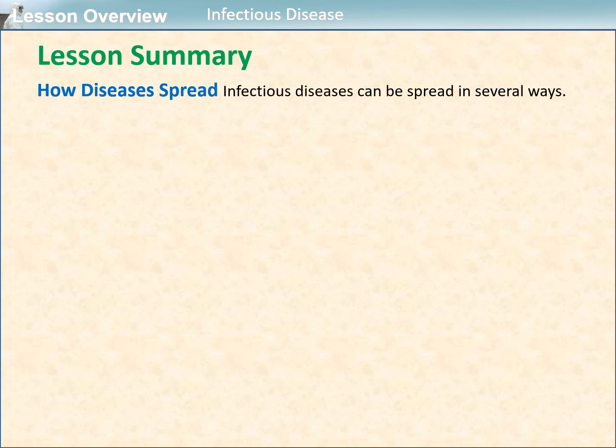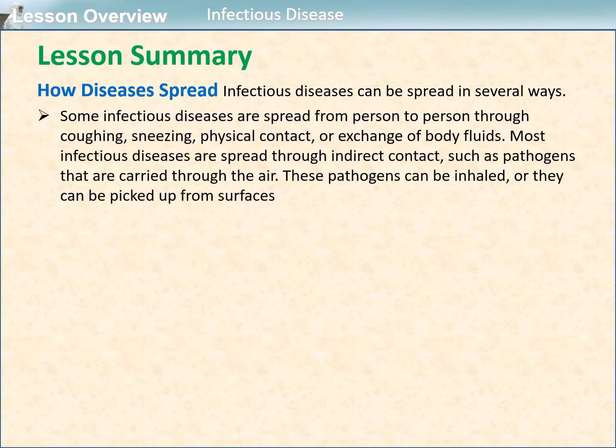How does disease spread? Infectious diseases can spread in several ways. Some infectious diseases are spread from person to person through coughing, sneezing, physical contact, or exchange of body fluids. Most infectious diseases are spread through indirect contact, such as pathogens that are carried through the air. These pathogens can be inhaled or they can be picked up from surfaces.